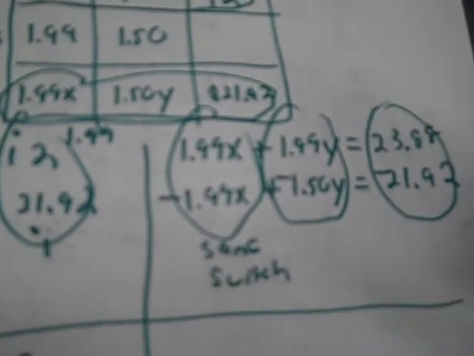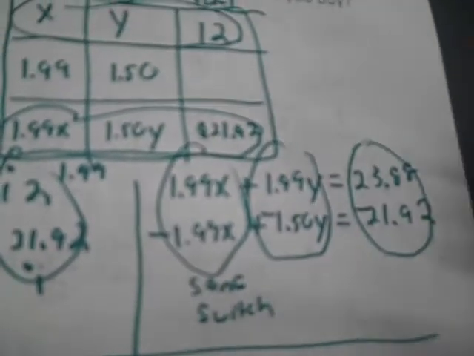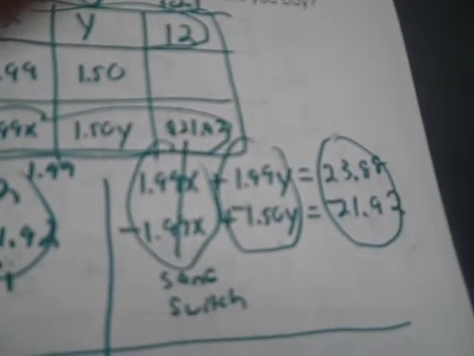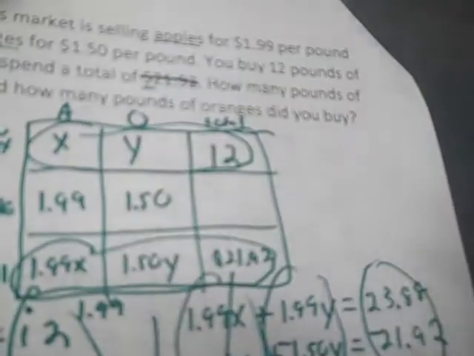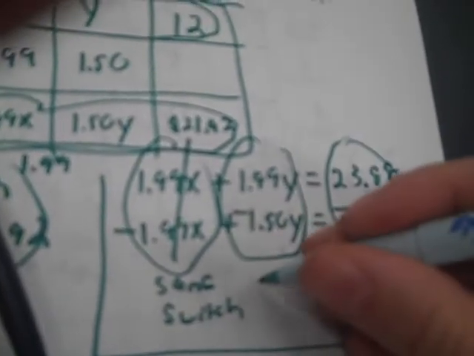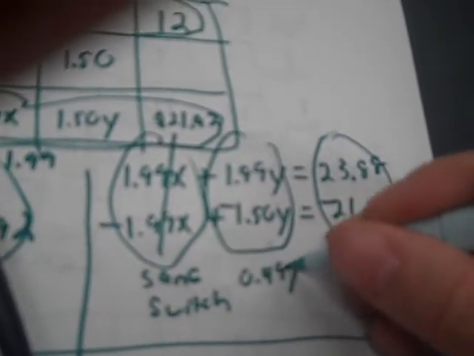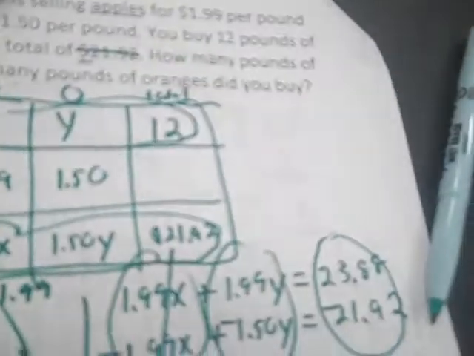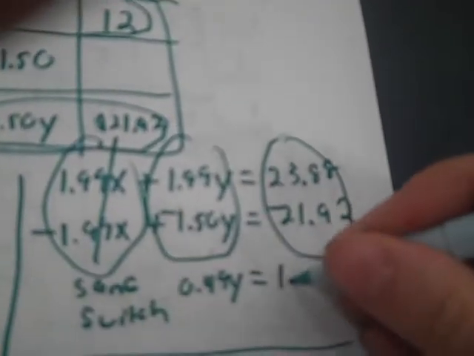Okay. So I take 1.99 plus negative 1.99. I got my 0. That's good. Get the x's out of the system. Okay, then I take 1.99 plus negative 1.50, and that's 0.49y. Then I take 23.88 plus negative 21.92, and that's 1.96.